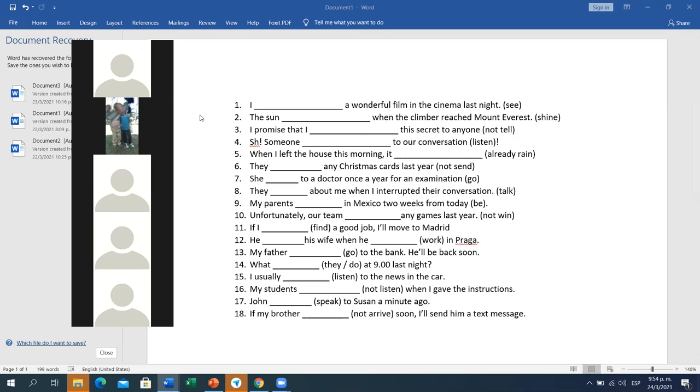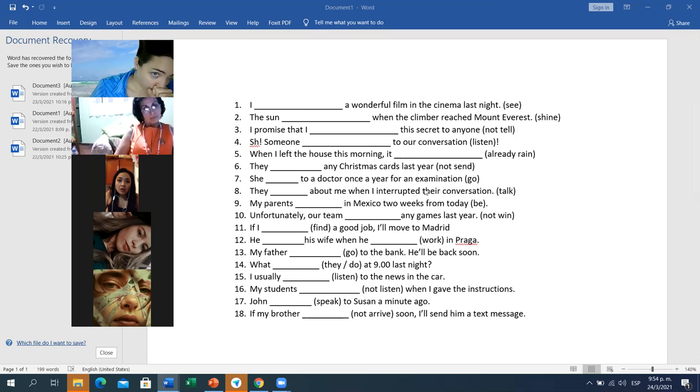Okay, how do you guys move? We're going to start for the first one. Okay, Lorena, could you please start for the first one? I saw a wonderful film in the cinema last night. I saw, because it's in the past.